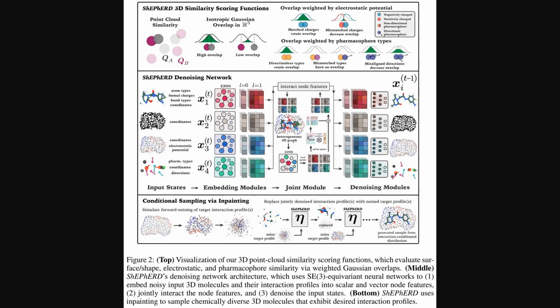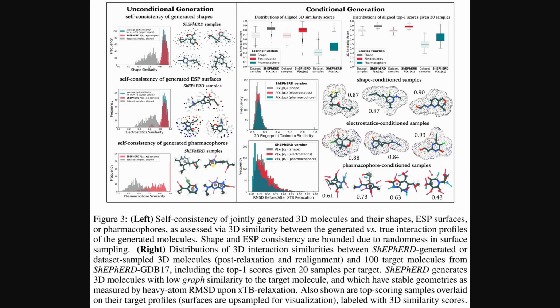Okay, so, Figure 2 here digs deeper into the how. At the top, it shows how they measure 3D similarity, using point clouds and weighted overlaps for shape, electrostatics, and pharmacophores. Then, the middle section details the ShEPhERD network itself, how it takes noisy molecular graphs and interaction profiles and uses special equivariant neural networks to clean them up. Finally, the bottom part illustrates conditional generation, basically fixing the desired interaction profile and letting the model generate a matching molecule.